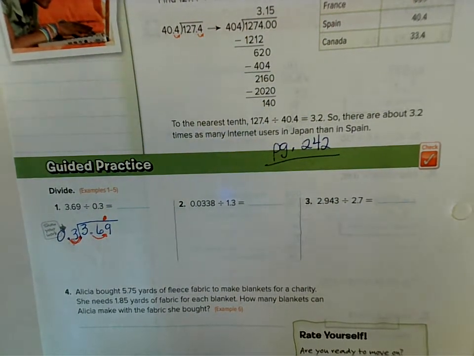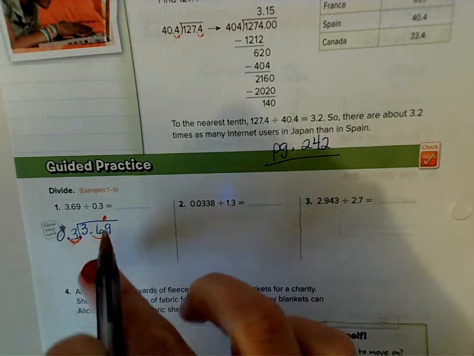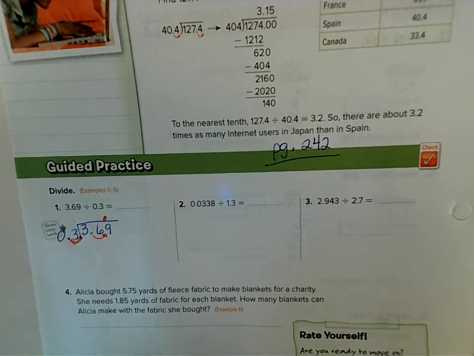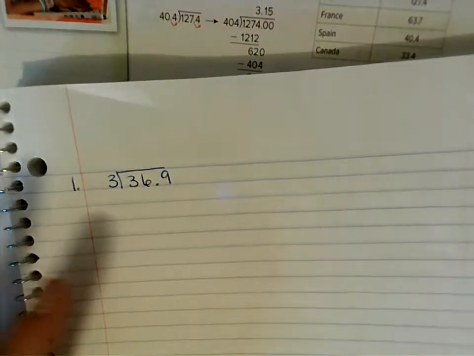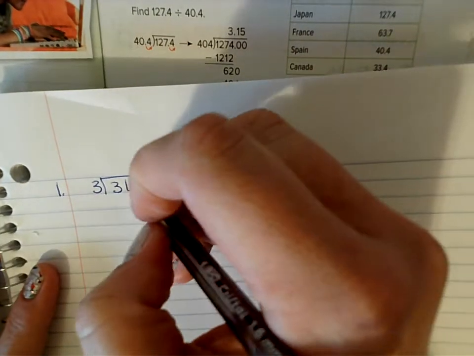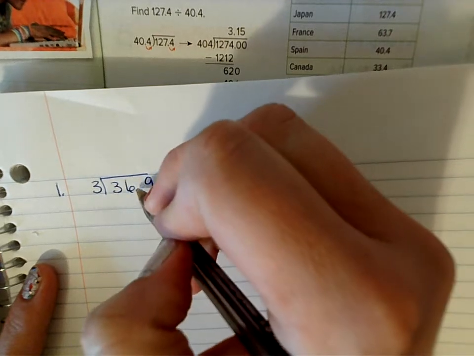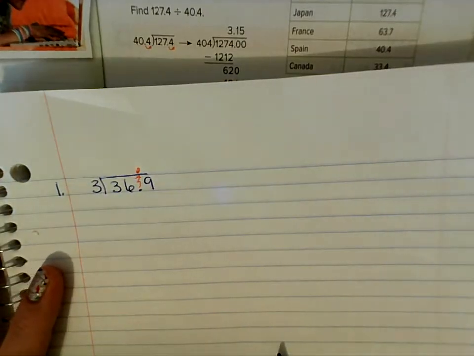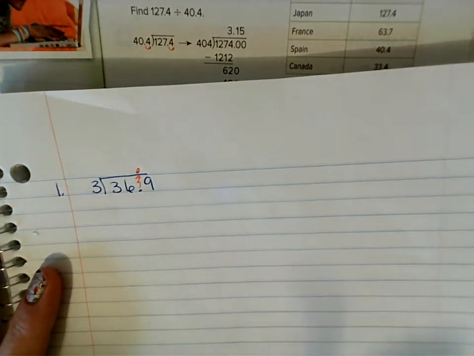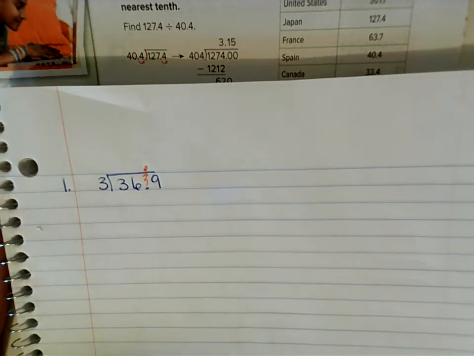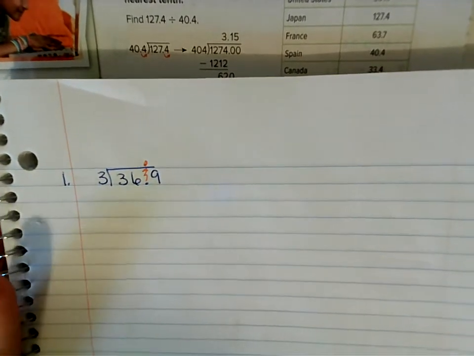So I have my notebook out here. I'm going to rewrite this problem now that I have moved the decimal point correctly. And this is what I have. Okay, so I moved it. Here's my new problem: 36.9 divided by 3. So bring the decimal point straight up. And now we divide like normal. You watched a video yesterday, an EdPuzzle video about long division. If you needed a review, you can watch that.